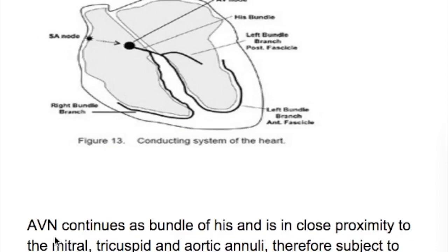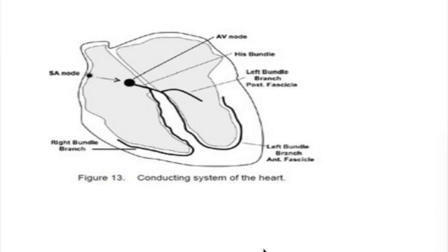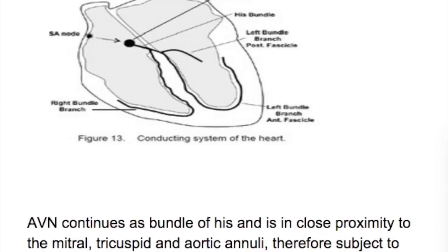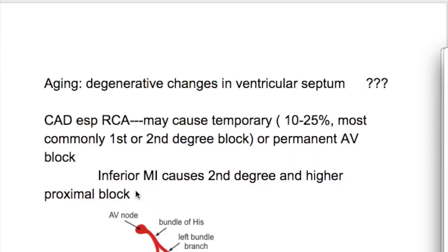Why is the AV node prone to injury? The AV node continues as the bundle of His and is in close proximity to the mitral, tricuspid and aortic annuli. Therefore, it's subject to injury. What is the effect of coronary artery disease on the conduction? Block may be temporary or permanent in case of coronary artery disease, especially with the right coronary artery, affects about 10 to 25% of the patients, and it causes most commonly first and second degree block or permanent AV block also.